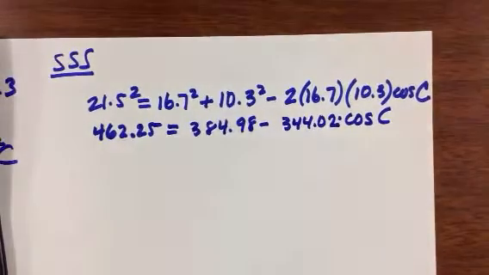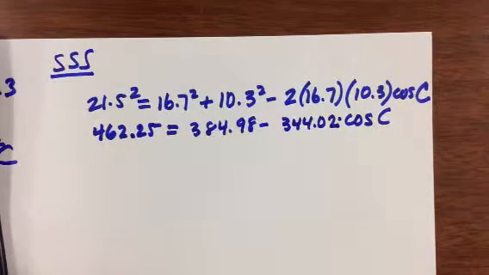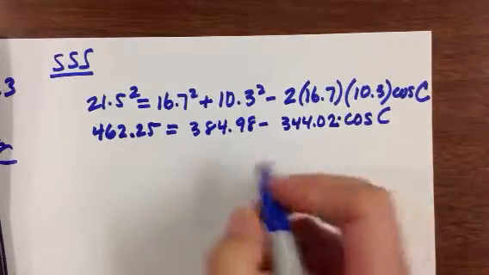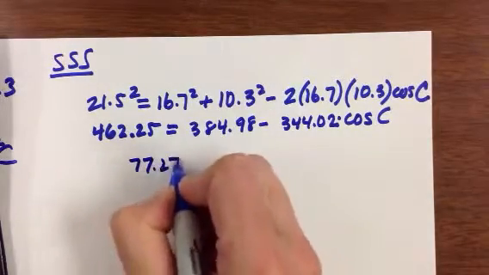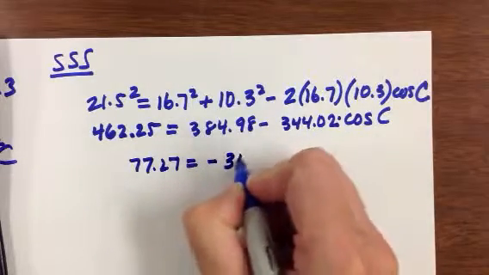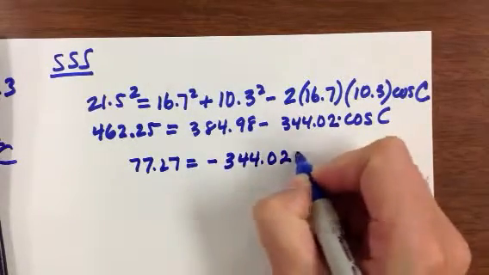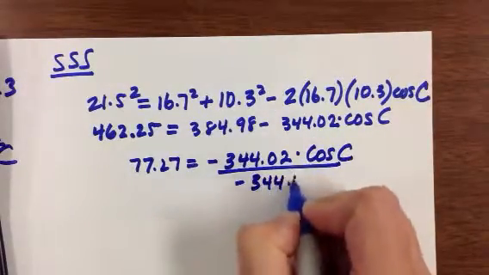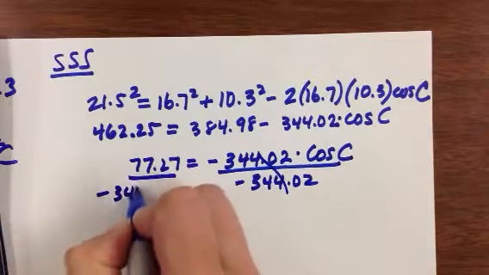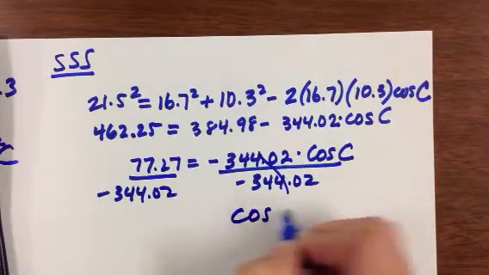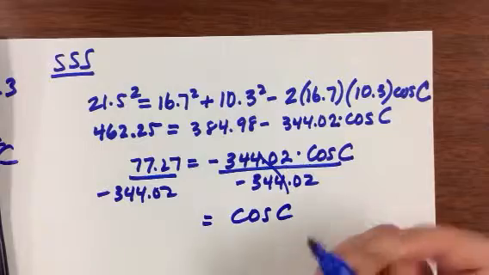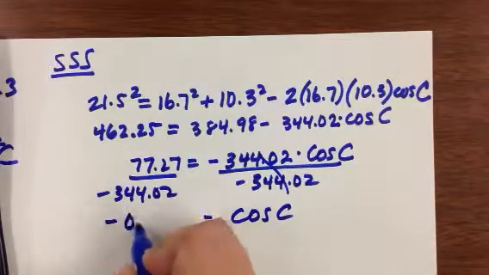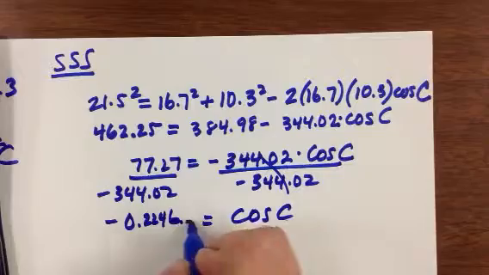So just go back to algebra class: subtract 384.98 from both sides. So 462.25 subtract 384.98 gives me 77.27, which equals what's left over here, negative 344.02 times the cosine of C. To get the cosine alone, we'll divide both sides. So the cosine of C will equal negative 0.2246, and it goes on.